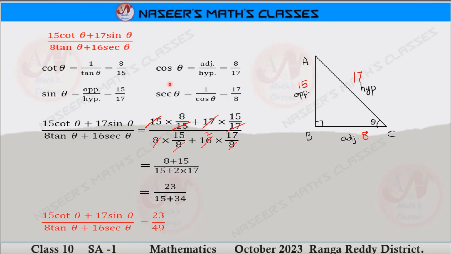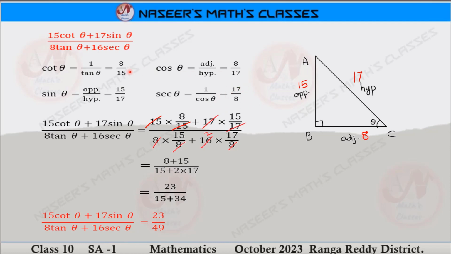Next, cos theta is defined as adjacent side by hypotenuse, so we can write it as 8 by 17. Next, sin theta is defined as opposite side by hypotenuse. So here the opposite side is 15 and the hypotenuse is 17. So sin theta is written as 15 by 17. Next, sec theta is written as 1 by cos theta. So the reciprocal of cos theta is 17 by 8. So we get sec theta is equal to 17 by 8.